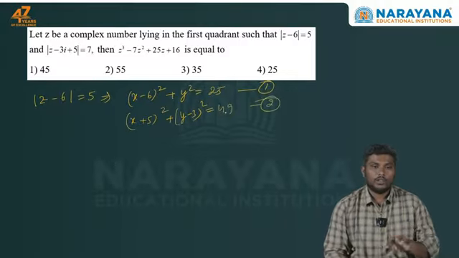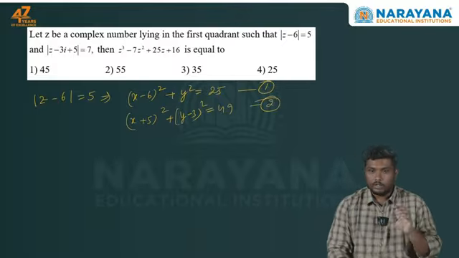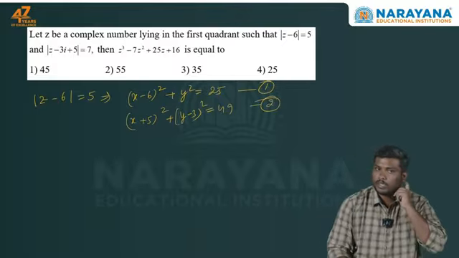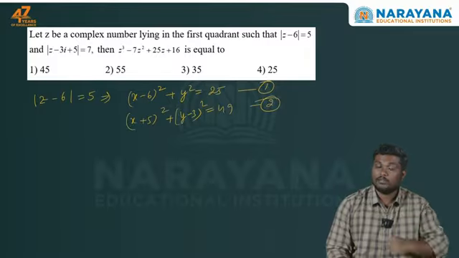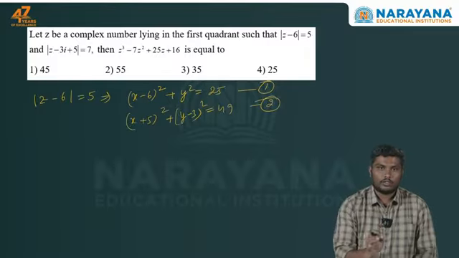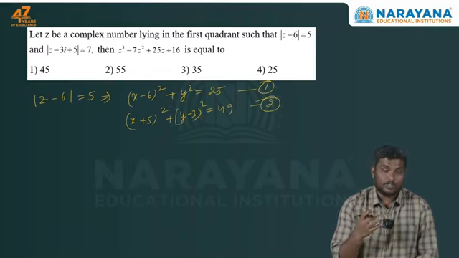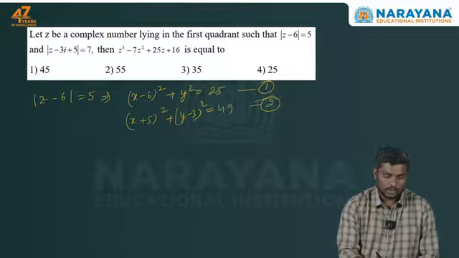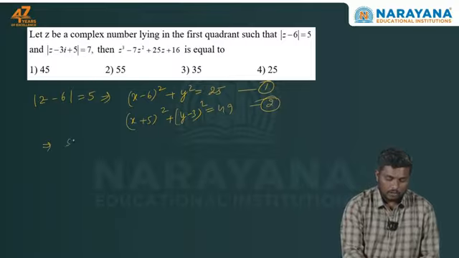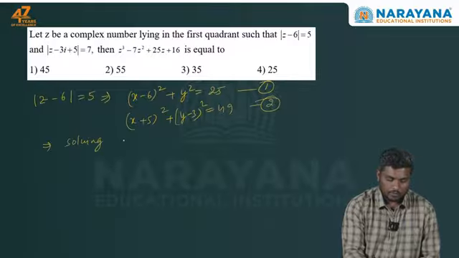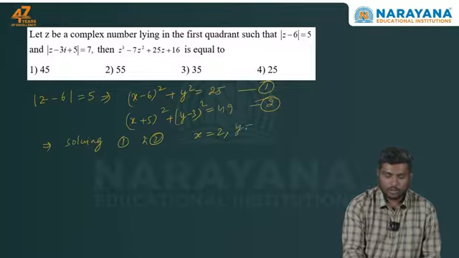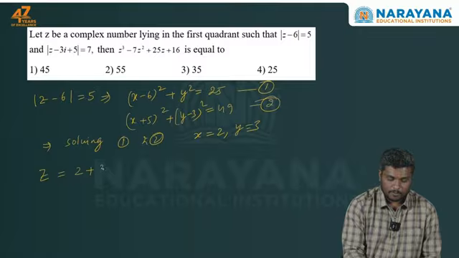Okay, guys, upon solving these two equations, you have to be very careful with the calculation part. As I told, the paper has been difficult as well as lengthy, so you have to focus on the questions which you already know. This question once again does not require too much understanding, you just have to do proper calculations. So by solving 1 and 2, for x you're going to get 2, for y you're going to get 3. So the complex number z will be equal to 2 plus 3i.